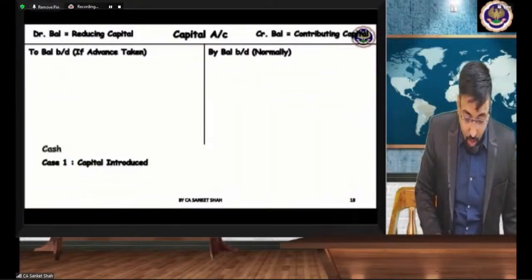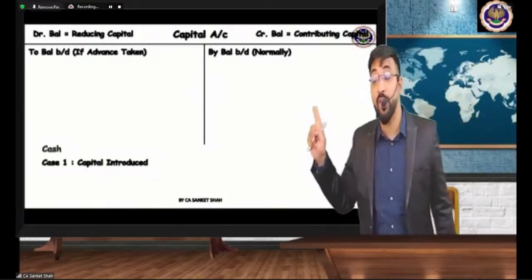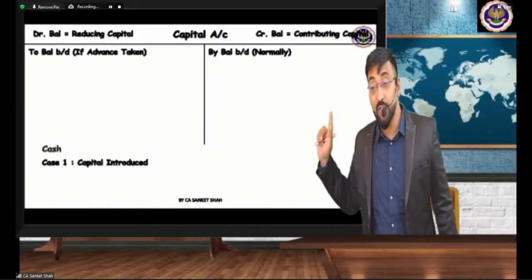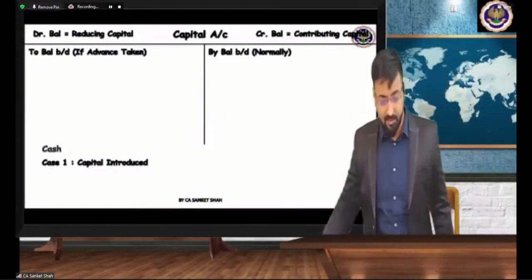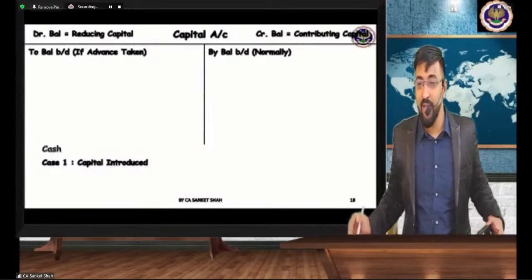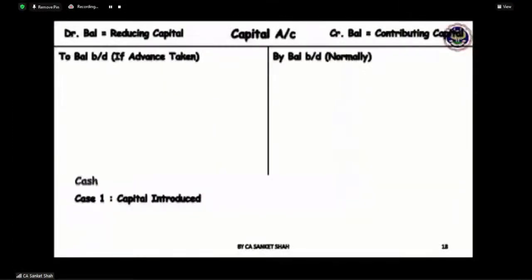Those who answered wrongly, beta, there is no receiver relationship. There is only debtor creditor relationship. No receiver giver relationship over here. Capital introduced. Fast. Yes, tell me in the comment section. Capital introduced. Capital is credited or debited.